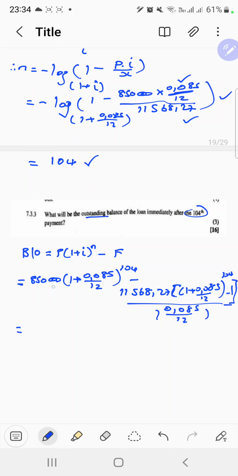It's 850 squared to 1 plus 0.085 over 12. This is all raised to the exponent 104. I'm subtracting the future value of this: 11,568.27 into 1 plus 0.085 over 12, that raised to the 104.